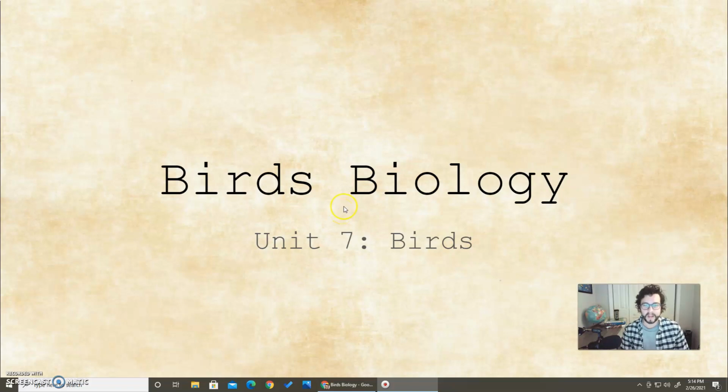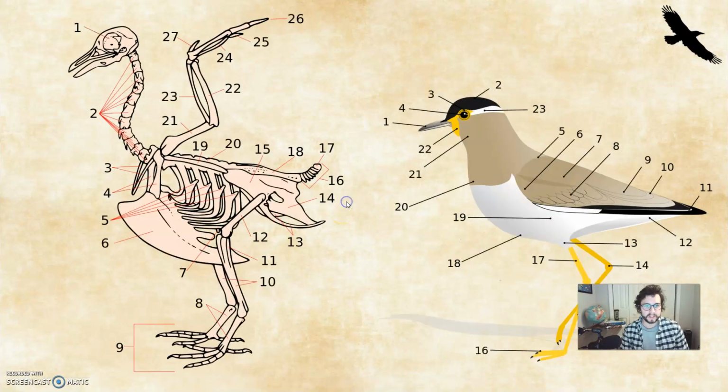Hi everyone, these are the notes for Bird Biology, Unit 7. Let's start with some anatomy first.